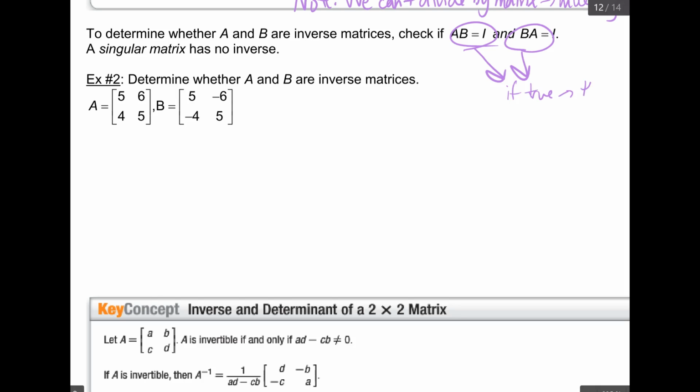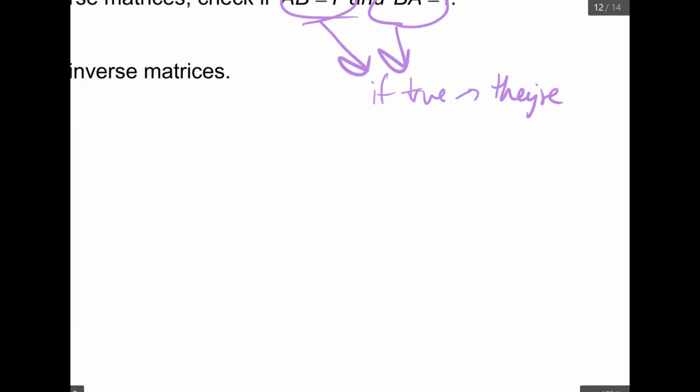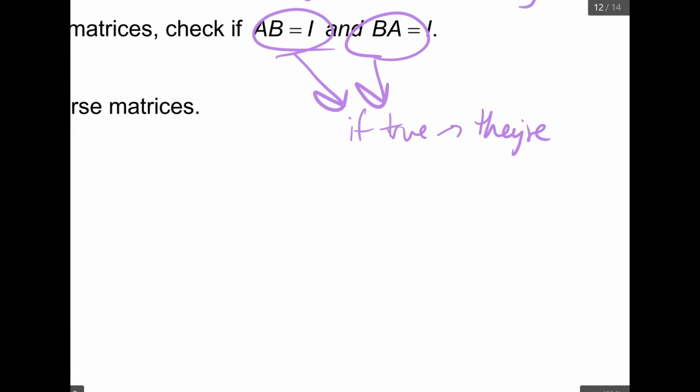If true, they're inverses. It's like if I take 3 times a third, what's that equal to? 3 times 1/3 is 1. Is that the same thing as 1/3 times 3? Yeah, so they're inverses. If I take B times A and I get the identity matrix, where the diagonal is all ones and everything else is zeros, then I take A times B and I get the identity matrix, guess what? They're actually inverses. Sorry you can't read those.